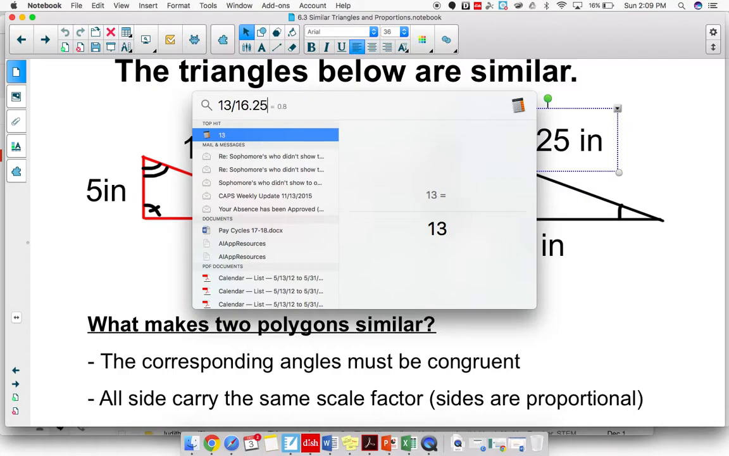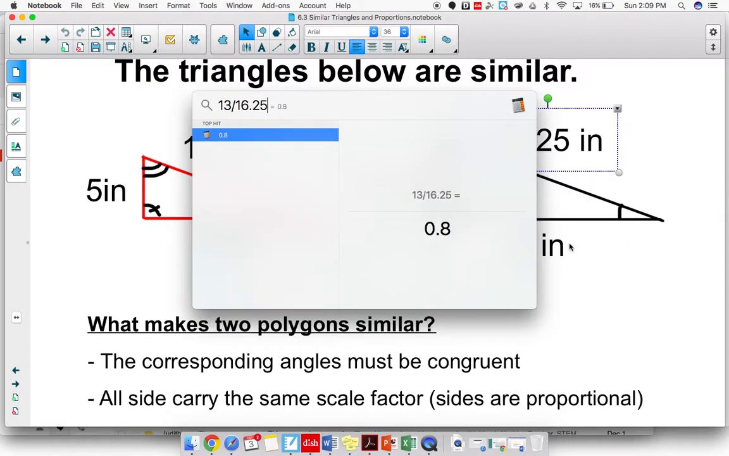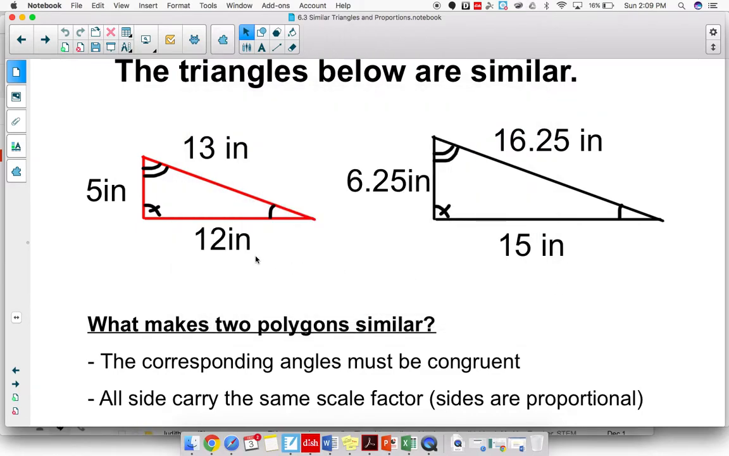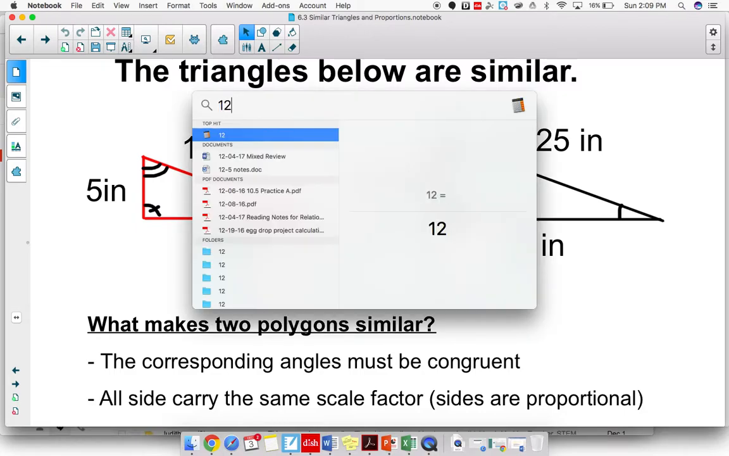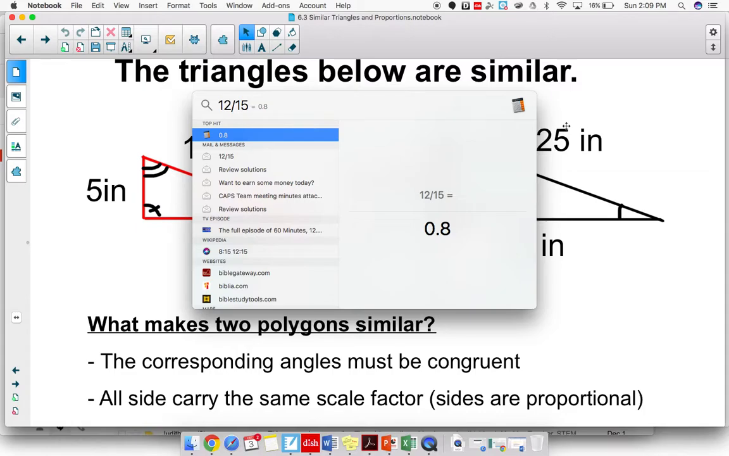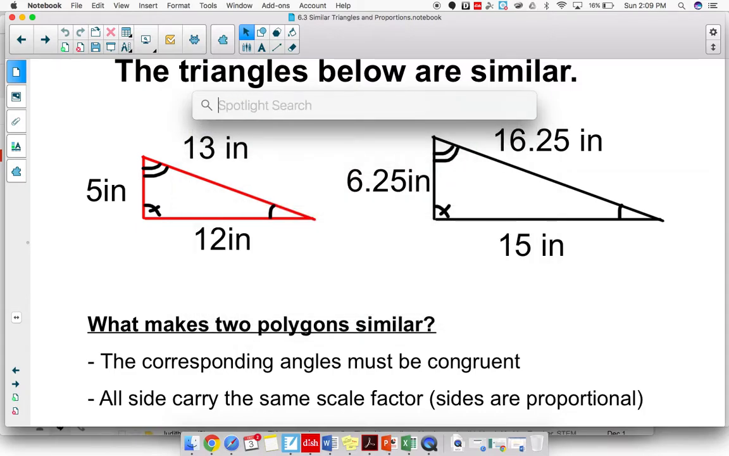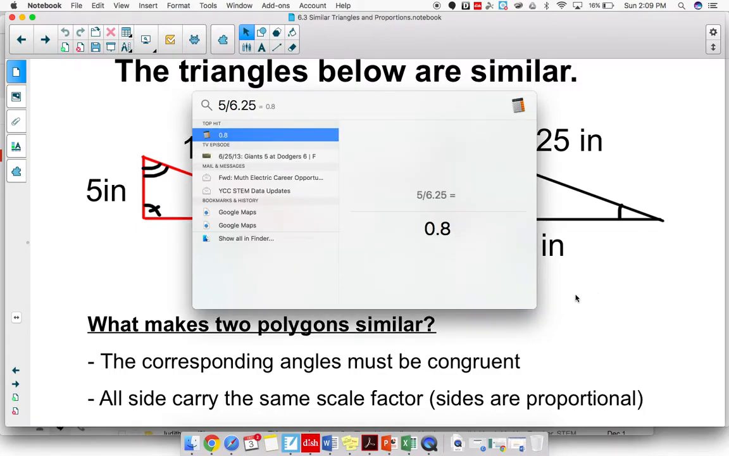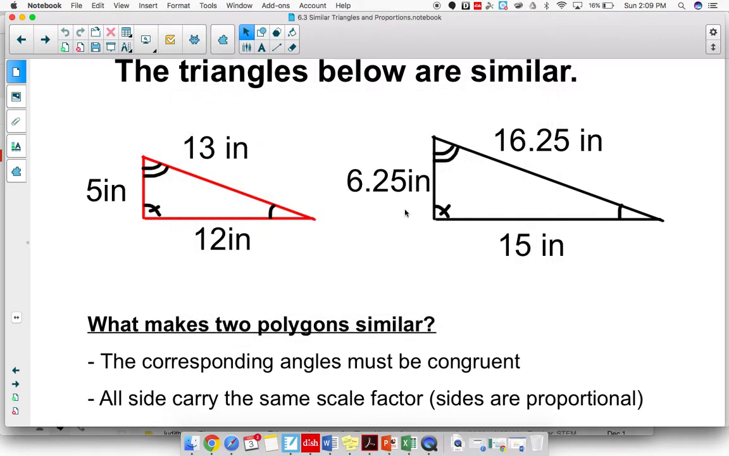And if I write that as a ratio and divide it, it gives me 0.8. That's my scale factor. So that means that all these other sides, when we divide them, the 12 and the 15, for example, also have that same scale factor, as do the 5 and the 6.25. Notice when we divide that, they all give us a value of 0.8, okay?